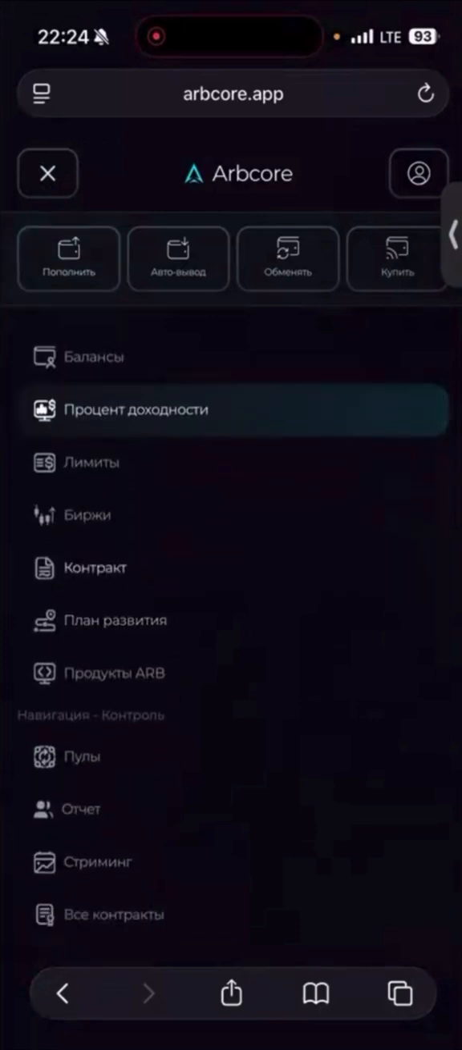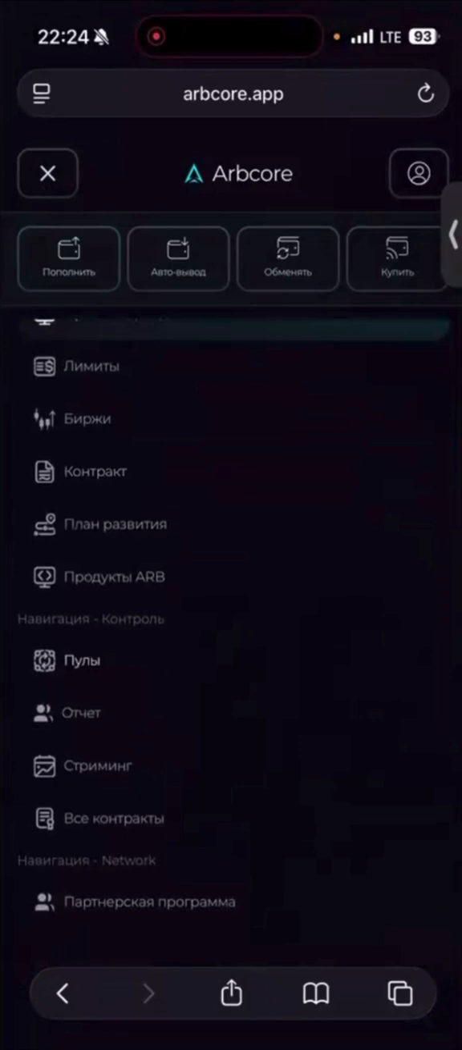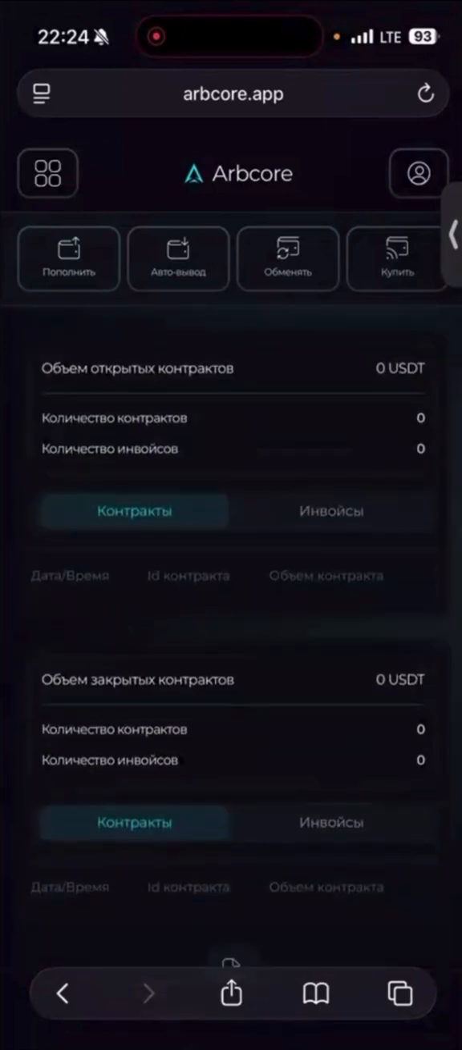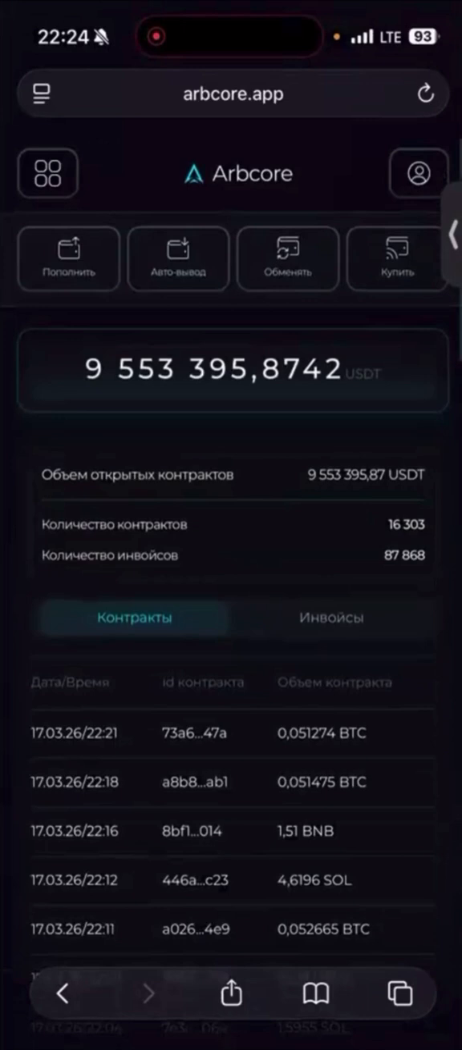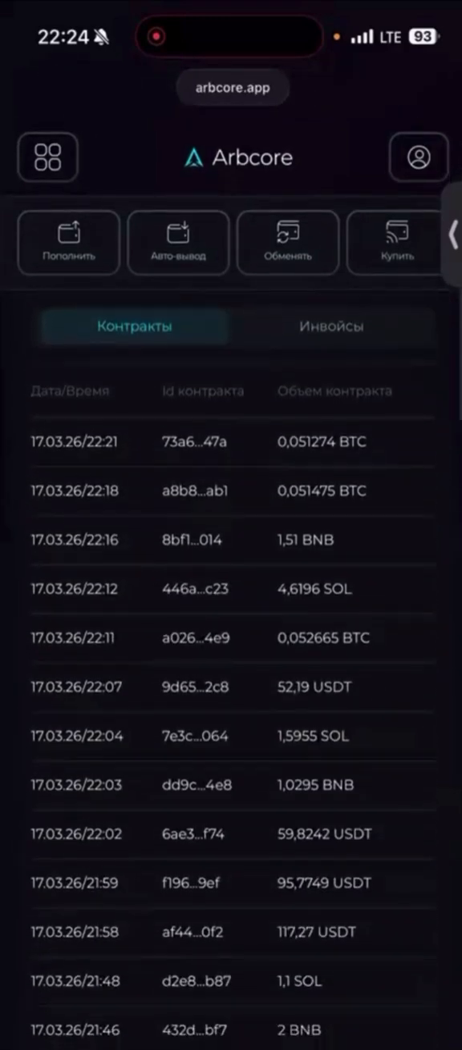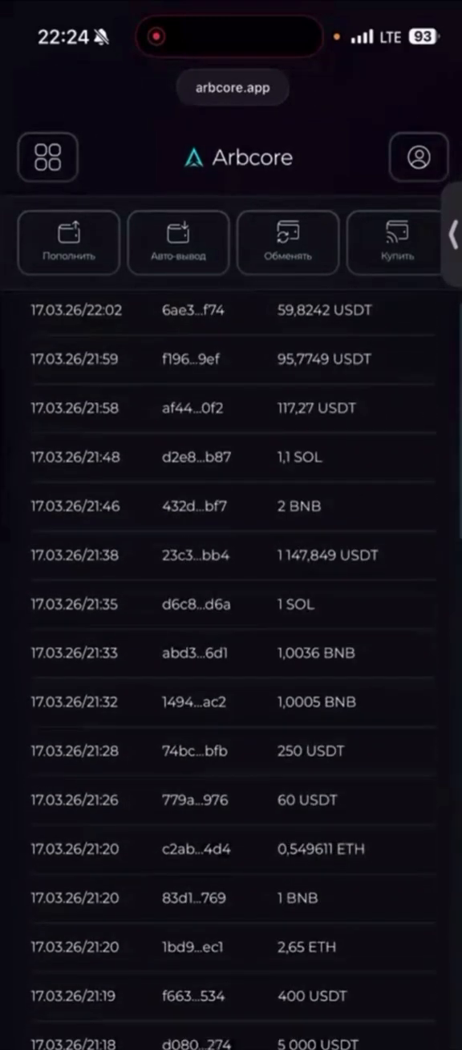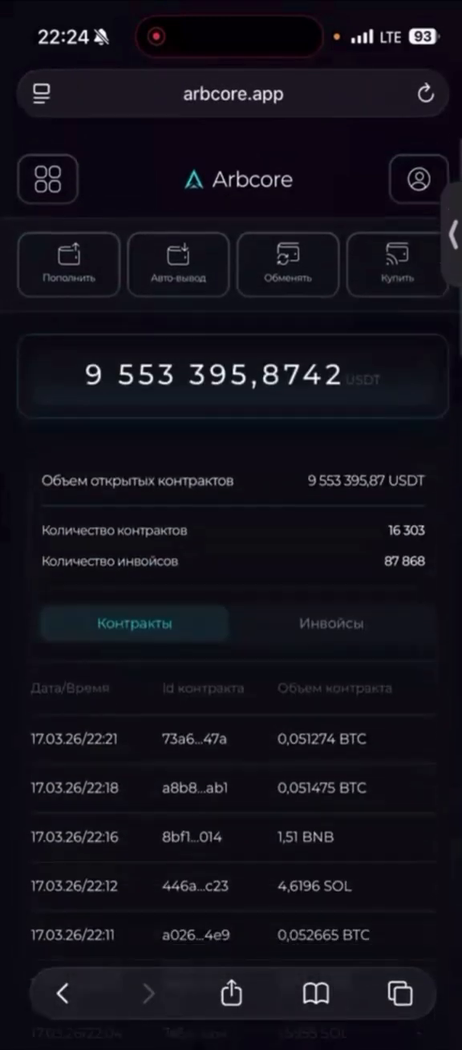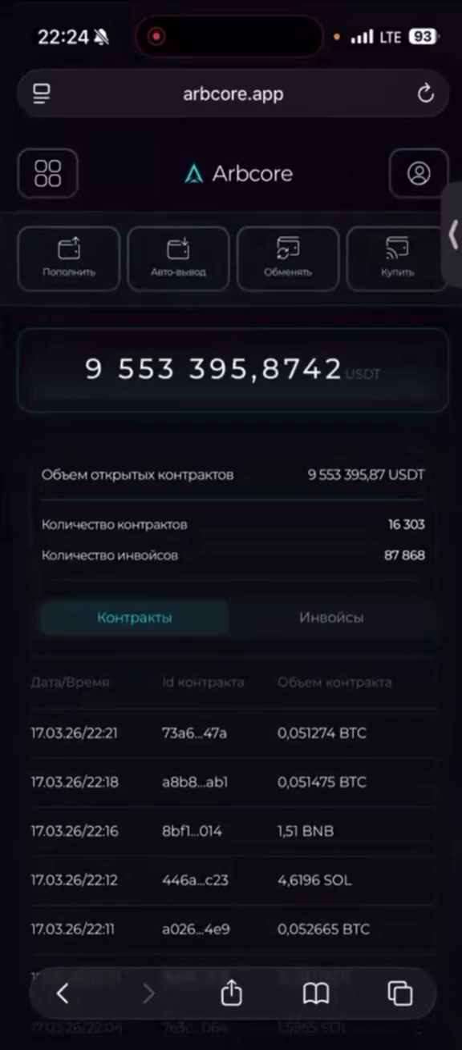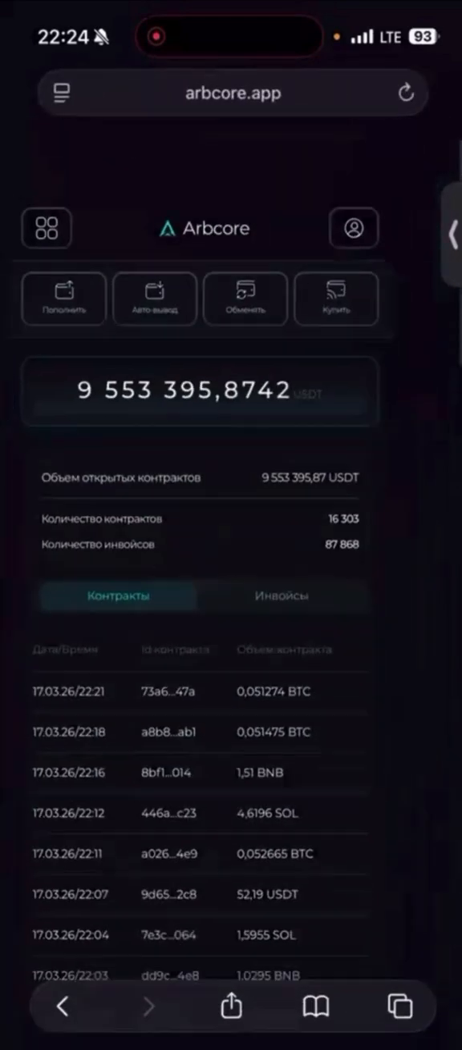Based on updates from yesterday, here's what else the company is showing us. There is a section of all contracts. And now we see in real time the total amount of money that is involved in turnover in ARBCORE. This is $9,553,000. And below, the company transparently shows who replenished by how much. In real time it is also clear that the number of contracts has already exceeded 16,000.